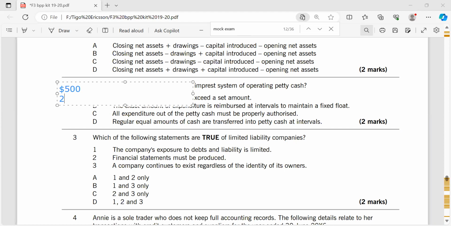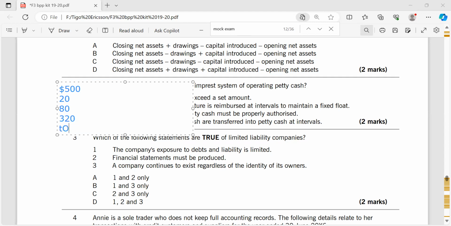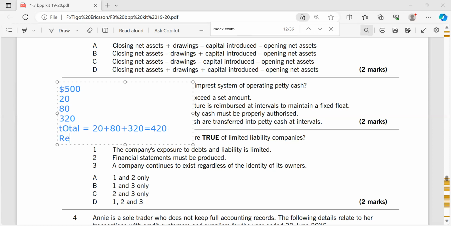Maybe on day one, $20 are used. On day two, $80 are used. Until at the end of the month, maybe 320 additional dollars have been used. So if you look at the total amount that has been used, we used 20 and then we used 80. That gives us 100, but also we used 320. This gives us a total of 420, right? So how the imprest system works is that $500 was given, but 420 has actually been used. So what we do is the reimbursement.